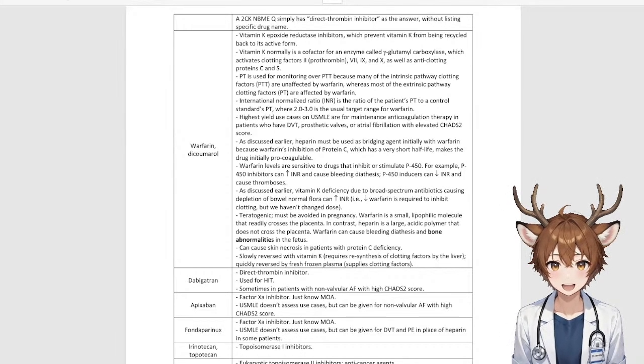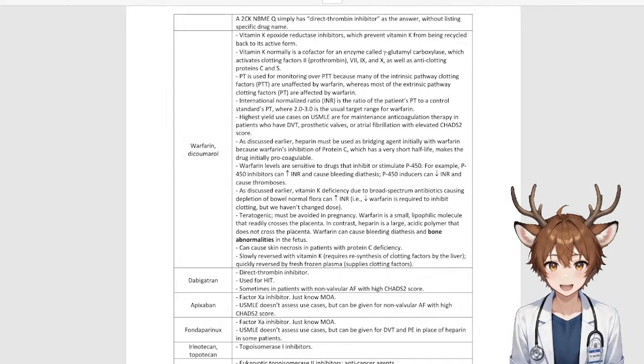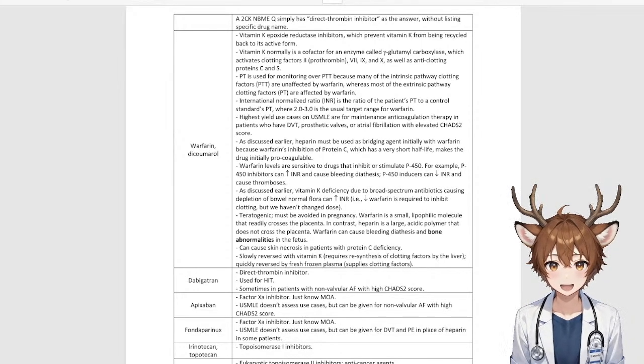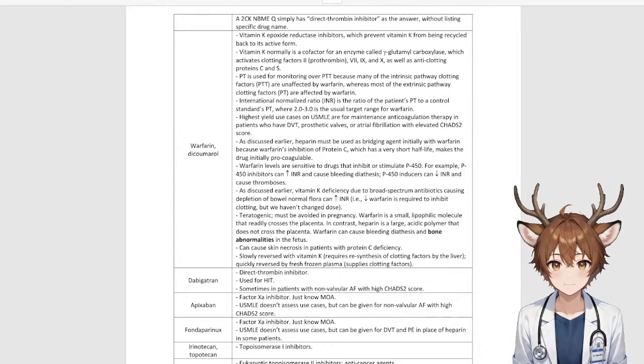Can cause skin necrosis in patients with protein C deficiency. Slowly reversed with vitamin K, which requires resynthesis of clotting factors by the liver. Quickly reversed by fresh frozen plasma, which supplies clotting factors.